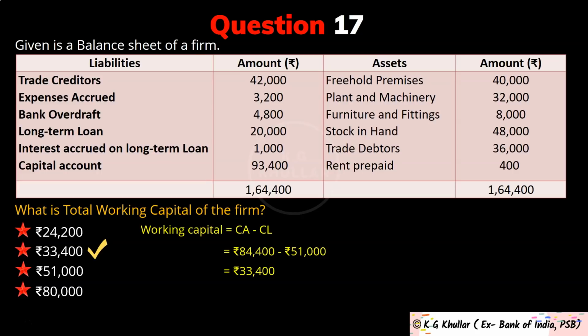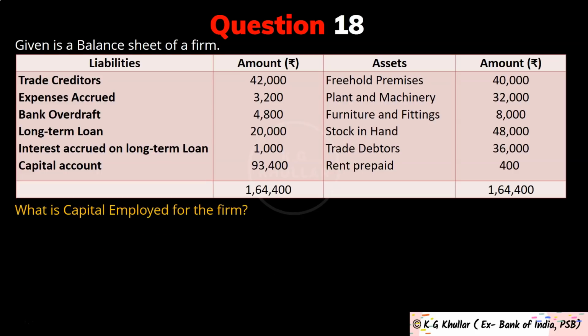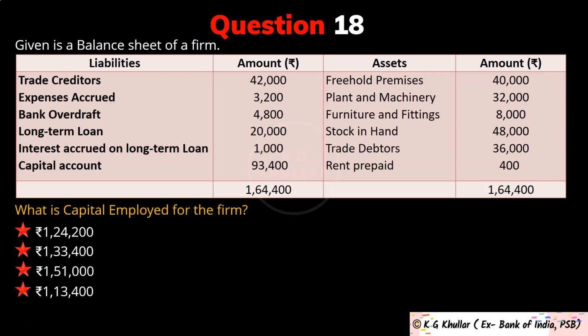Next question is, what is capital employed for the firm? And these options are given to you. Friends, total capital employed by firm will be this capital, and we will also add this long-term loan to the capital employed, since this is also employed straight to the business. So total capital employed will be simply 93,400 plus 20,000 equals rupees 1,13,400. Thus, the correct option for the given question is option D.